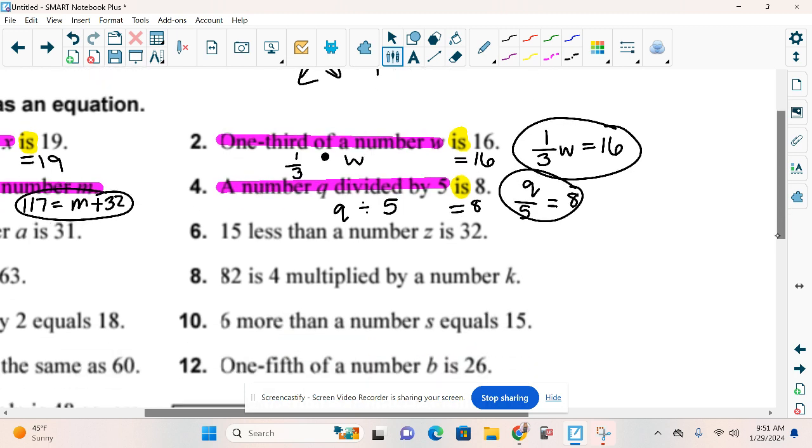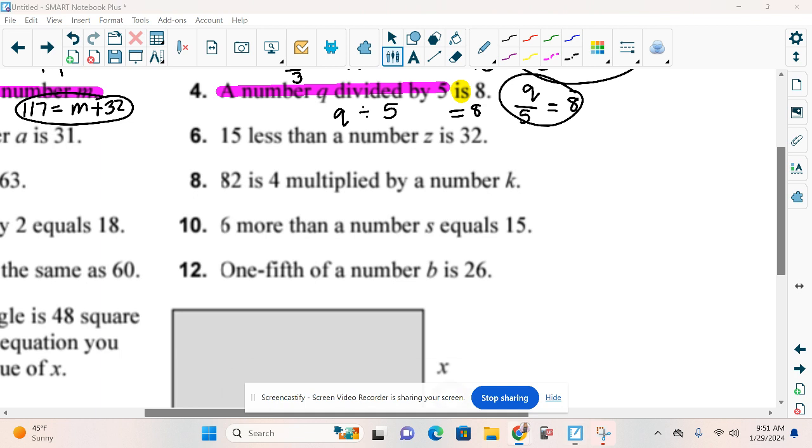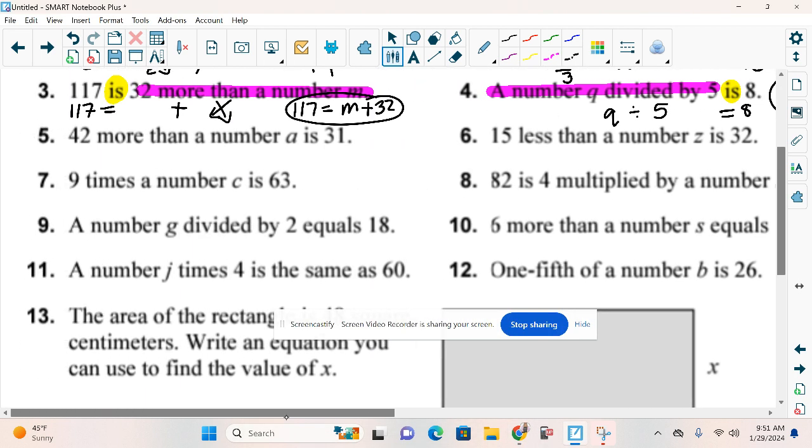Alright, I want you to do through number 12. So 5 through 12. And we're going to check them at 10 o'clock. We got 8 minutes. Okay. It shouldn't take you that long to do it, but still want you to decode it and everything.